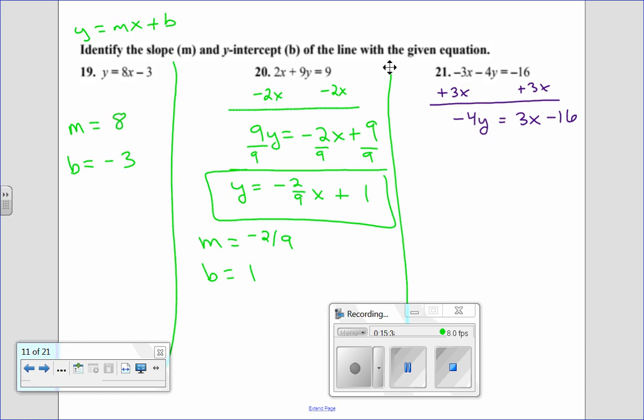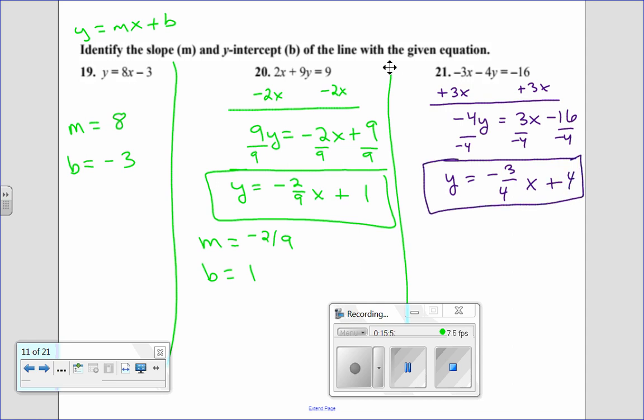What has to happen at step 2? Divide by negative 4. Make sure it's a negative you're dividing by. So we're going to have a negative 3 over 4 x and a positive 4 because it's a negative 16 divided by a negative 4. Can you do 3 over negative 4? Yeah, so the negative can go with the 3, with the 4, or it can just go out front. Same thing. Good. What's the slope? Negative 3 over 4. And what's the intercept? 4. Good.